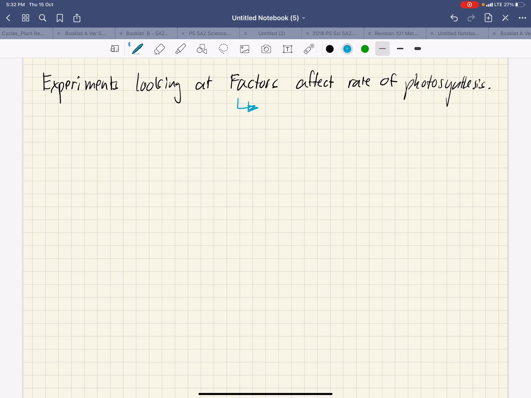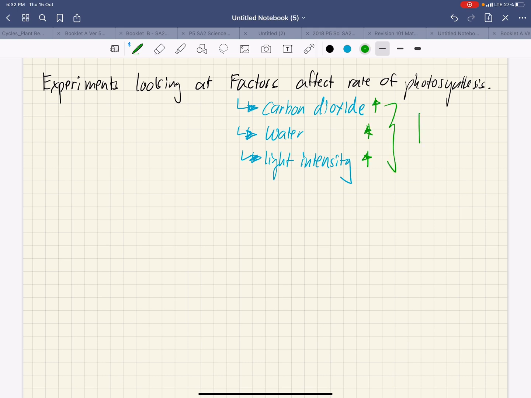We know that carbon dioxide is needed, so one factor would be carbon dioxide, that's for sure. Another factor would be water. Alright, that's one. And a very common one that they look at is light intensity. Based on theory, because we know our word equation, any increase in these will all result in an increase in rate of photosynthesis.